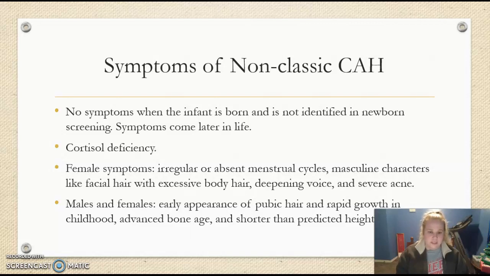So they can have a cortisol deficiency. In females, they can have irregular or absent menstrual cycles. They can have masculine characteristics such as facial hair and excessive body hair, a deeper voice, and severe acne. And that's with the overload of the male hormone testosterone. Males and females can both have early appearance of pubic hair and rapid growth in childhood, advanced bone age, and then as they grow super quick, they mellow out and they're kind of shorter adults. So yeah, it has all to do with your hormones and growth.